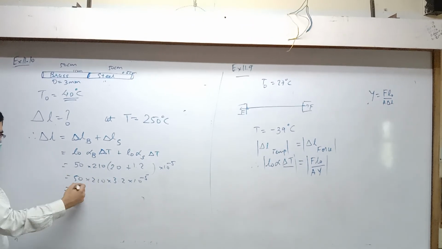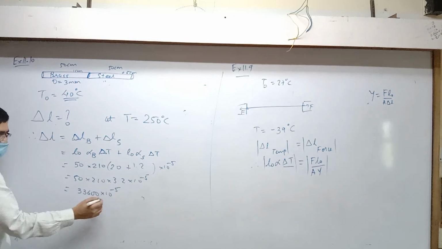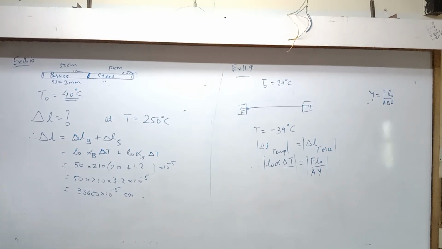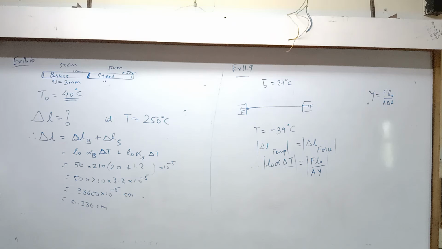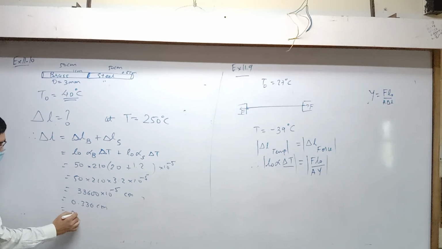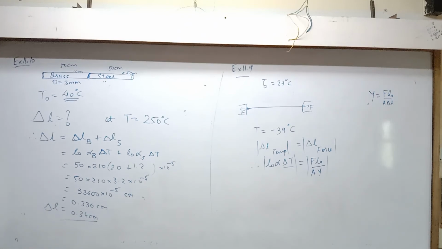So what do we get ultimately here? 3.00 into 10 raised to minus 5. This is in centimeter, don't forget. Right? So this is 0.336 centimeter. Round off one step further, okay? So 0.34 centimeter. This is the total change in length.